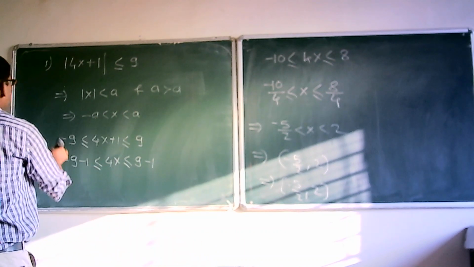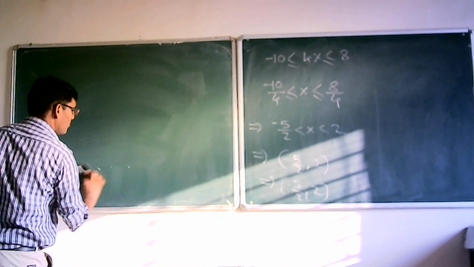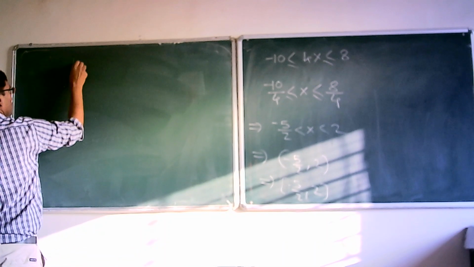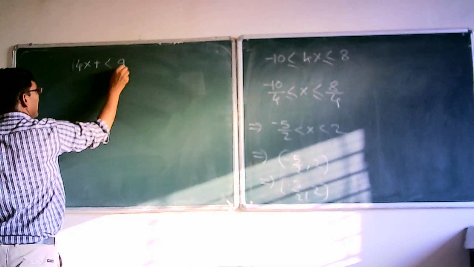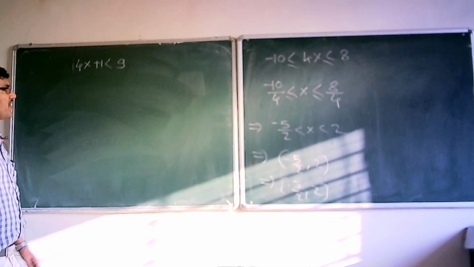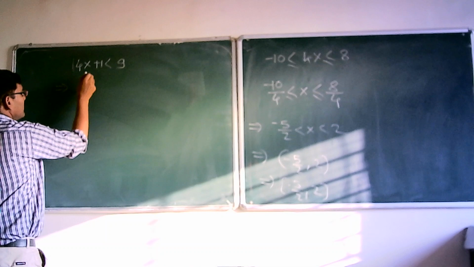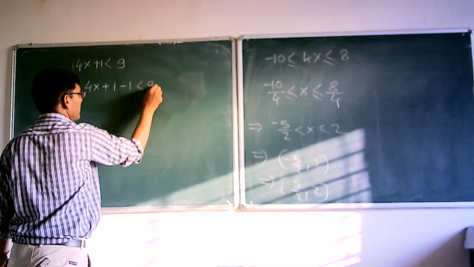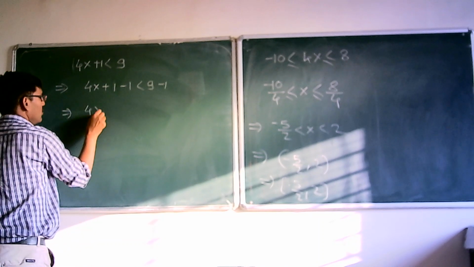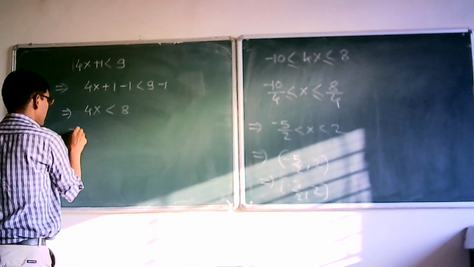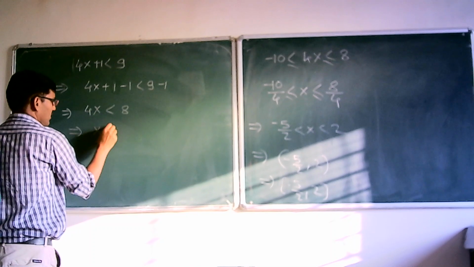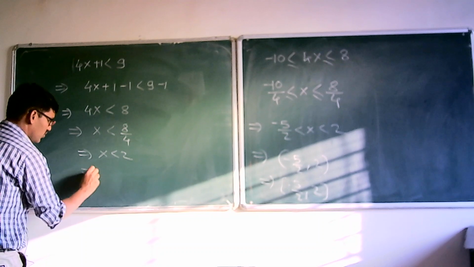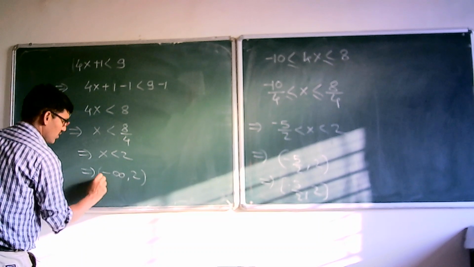Okay. Now second example, same example, but with no modulus, no absolute value function, only plain. Suppose it is: solve 4x plus 1 less than 9. Then again, this can be written as 4x plus 1 minus 1 less than 9 minus 1. So this is 4x less than 8, so x less than 8 divided by 4. So x less than 2. What is your answer? Minus infinity to 2.